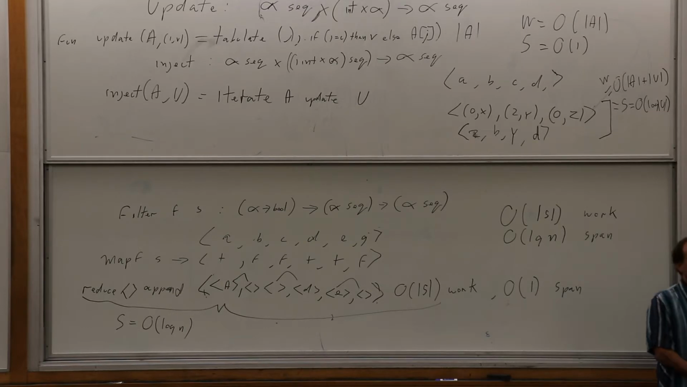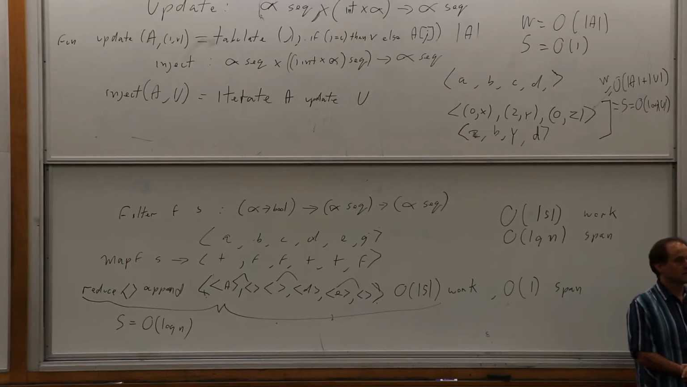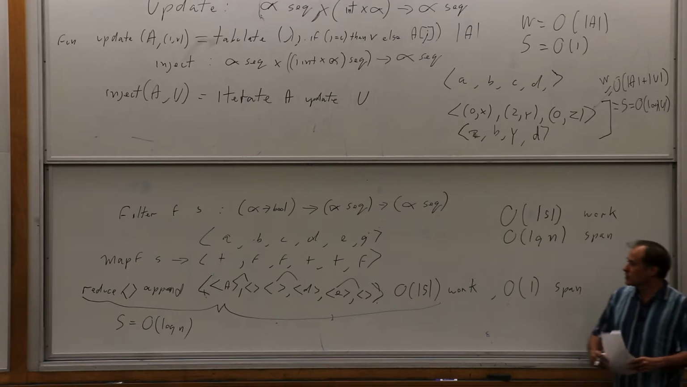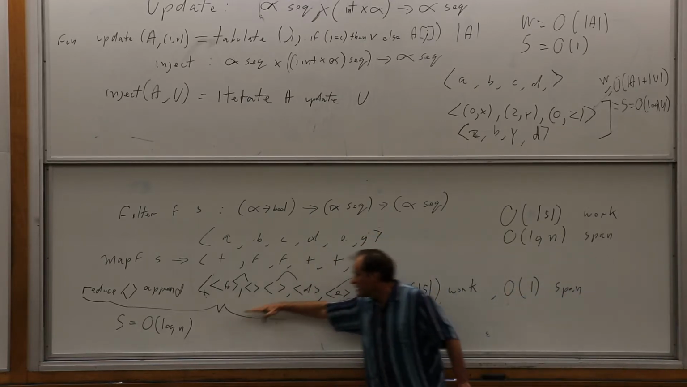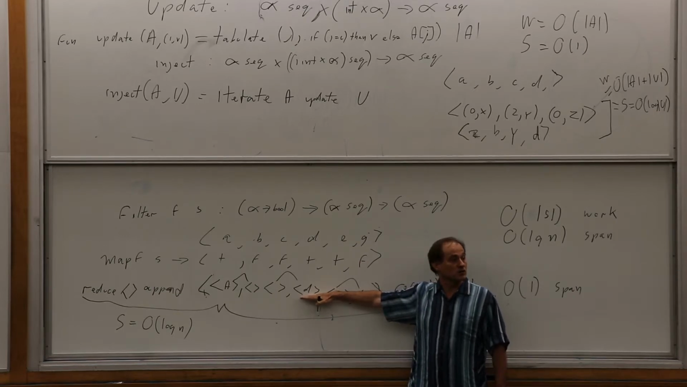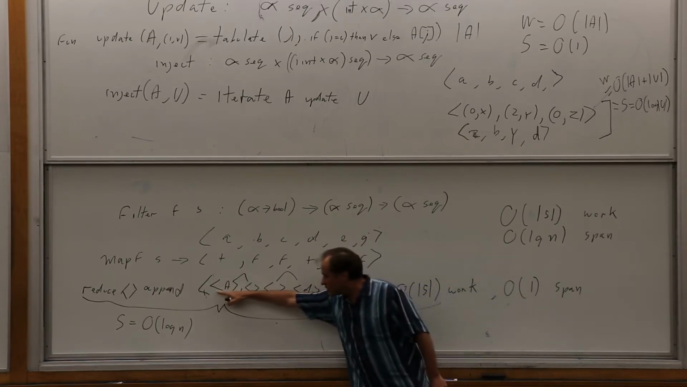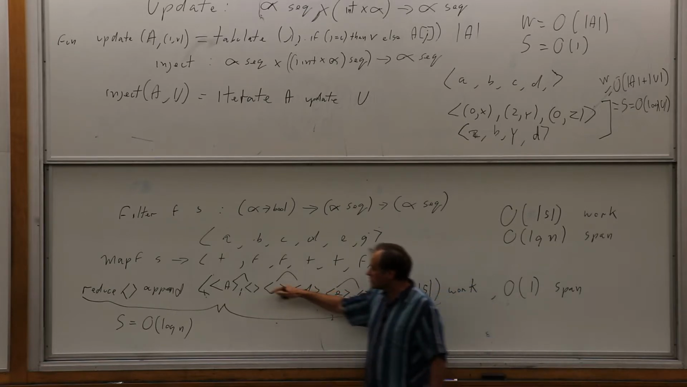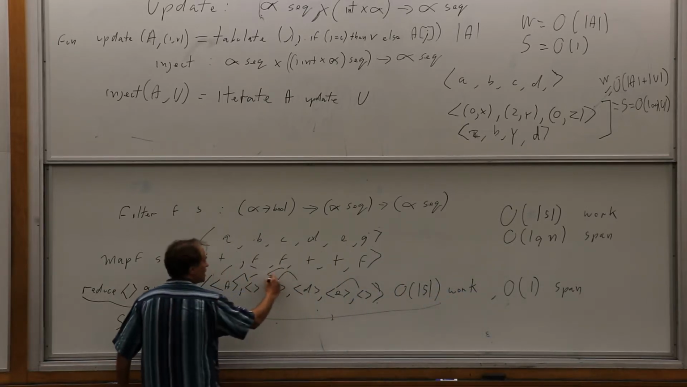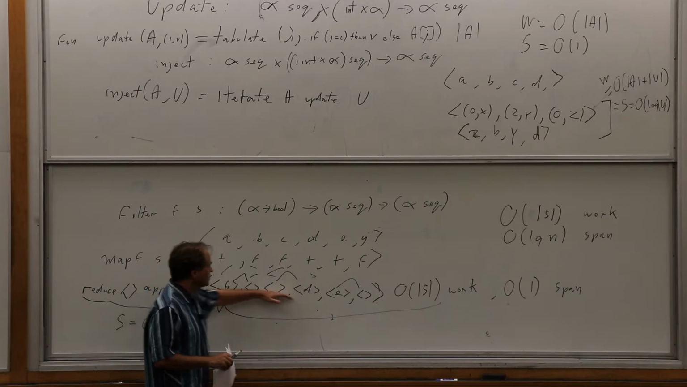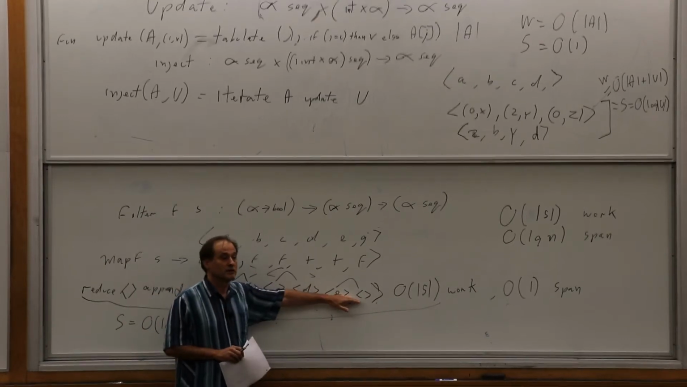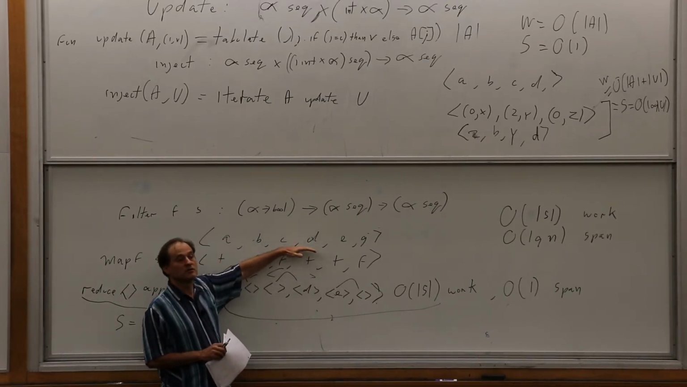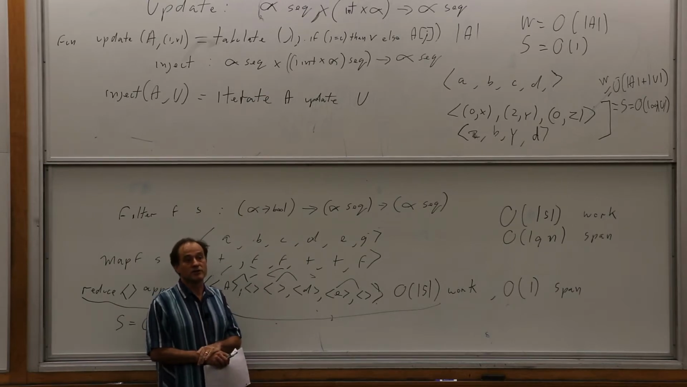Someone tell me what the work of this piece of code is. It's not n squared, it's n log n. The reason is that if you look at this tree, there are log n levels of the tree. That's why the span is logarithmic. Each level can do n work total, because the total length across all the sequences is going to be at most the number of original elements. So I'm going to do at most n work total on each level, and there are logarithmic levels.